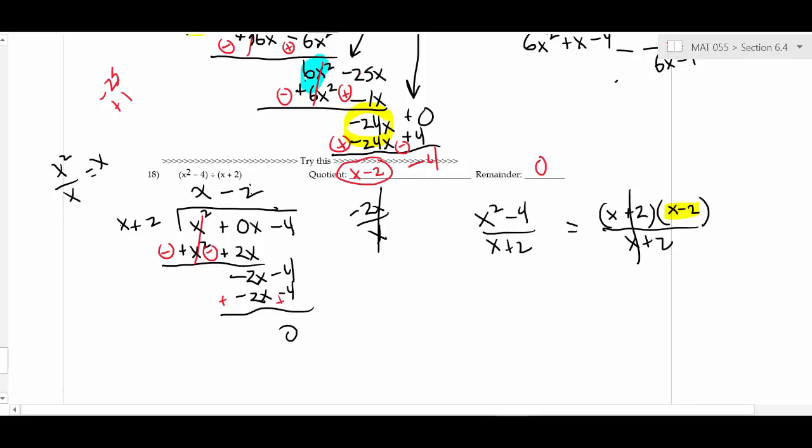How would you check this problem to see if it's right? You take this and you multiply it by this. If you do that with the FOIL, you would get x squared minus 4. If you go through the details, that's what you would get. Any questions about that? Now long division, like anything else, you've got to practice it and work on it a little bit.